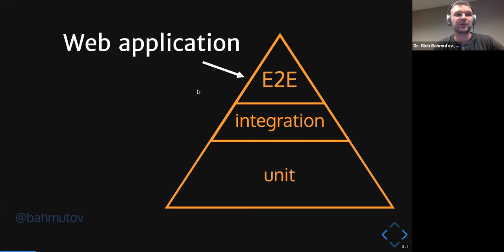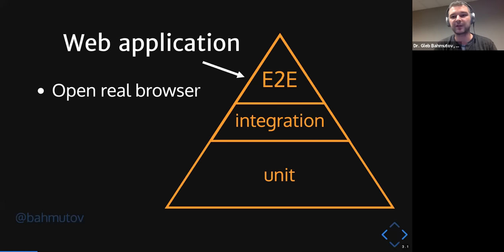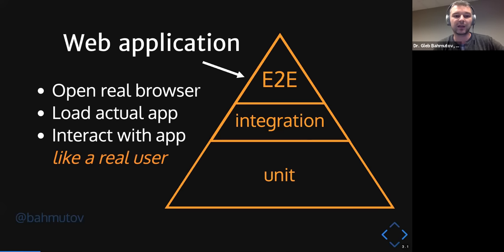The key features of end-to-end tests are they open a real browser and not just JavaScript emulation. They load the actual application. They don't try to stub it. They interact with the application just like a real user. And finally, they check that the application works by checking the page and maybe network requests.